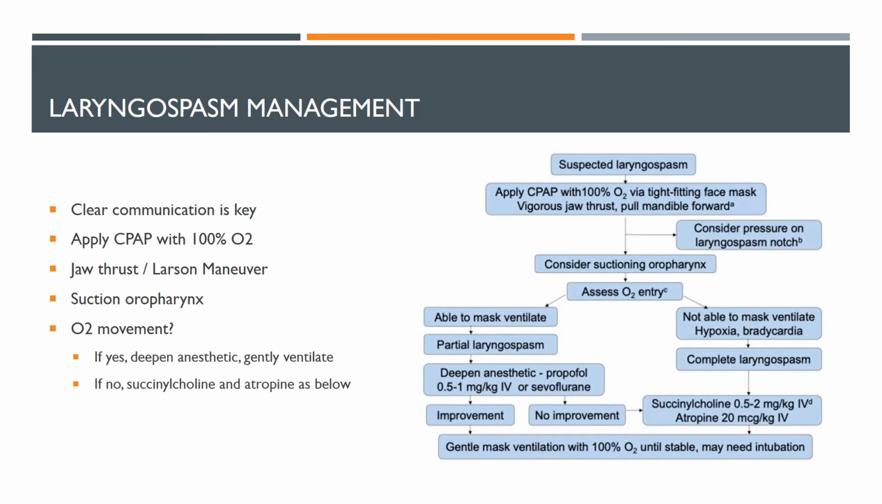If there is no improvement, or if we're not able to mask ventilate appropriately and the patient starts to become bradycardic and hypoxic, this represents complete laryngospasm, which needs to be treated immediately. We can treat this with a low dose of succinylcholine, often 0.5 to 2 milligrams per kilogram, and often an anticholinergic such as atropine, which will help to treat the bradycardia that may or may not occur.